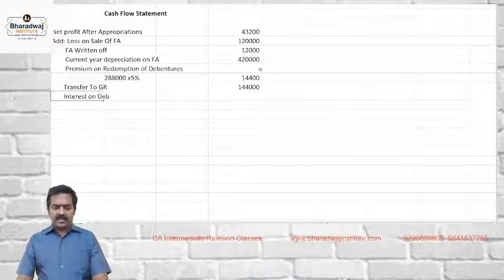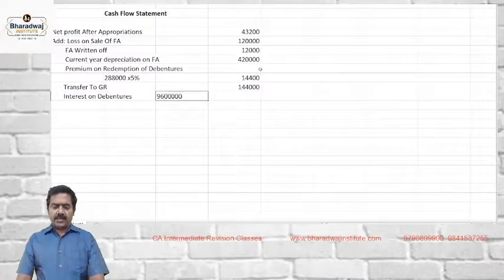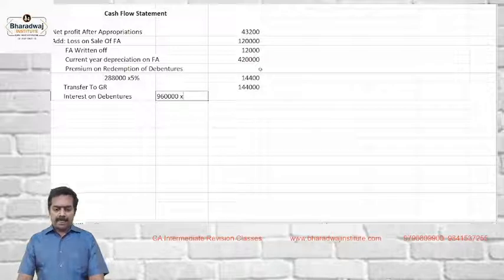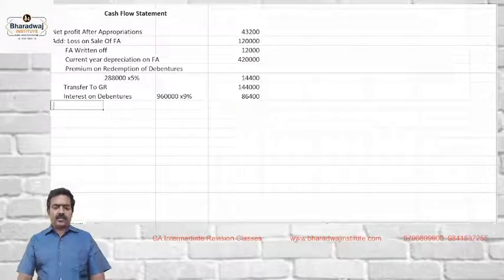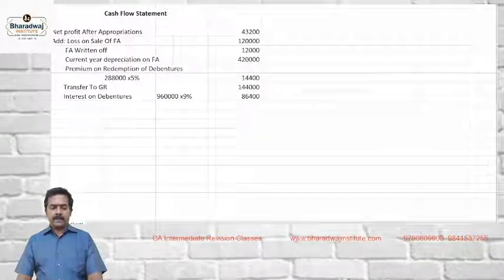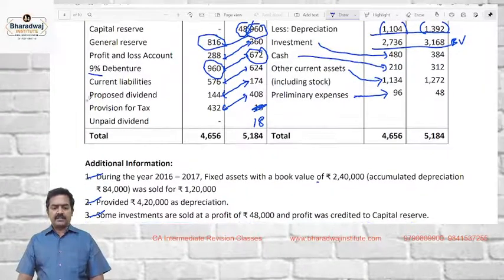Interest on debentures. How much? 9,60,000 into 9%. 86,400 is interest on debentures. Then, which item next? Current liability will not be affected here.